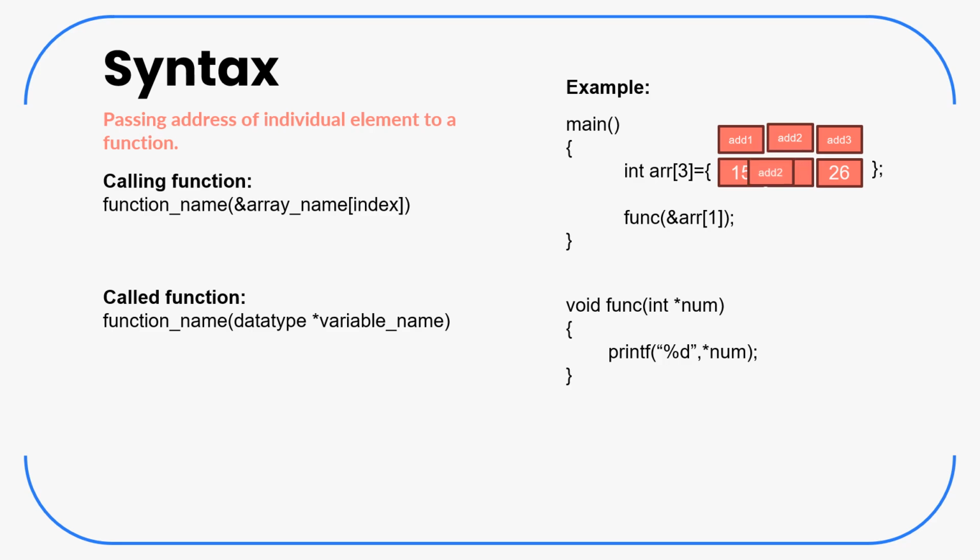Here the ampersand is used to access the address of the individual element of the array and the star operator is used to get the value stored at that address in memory.